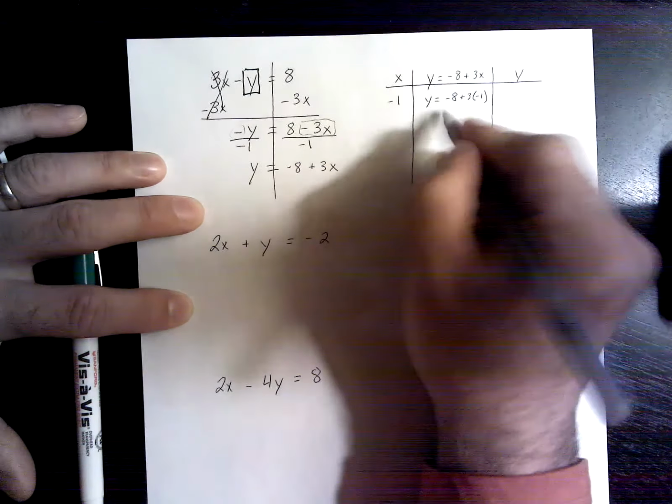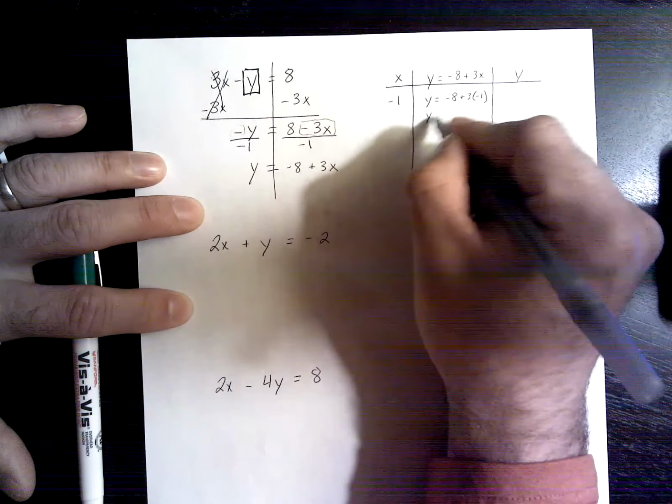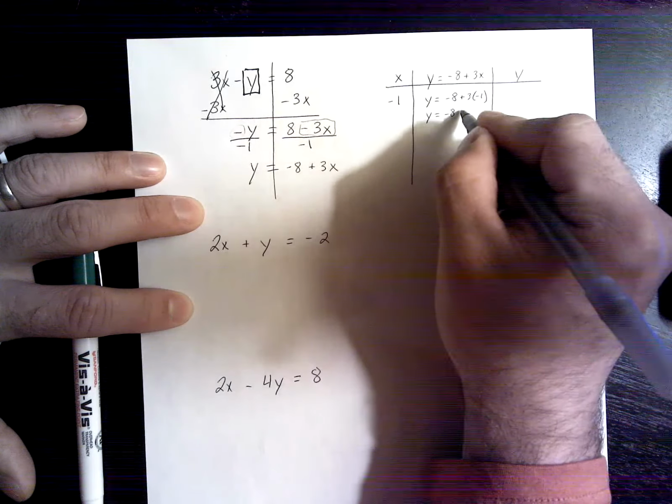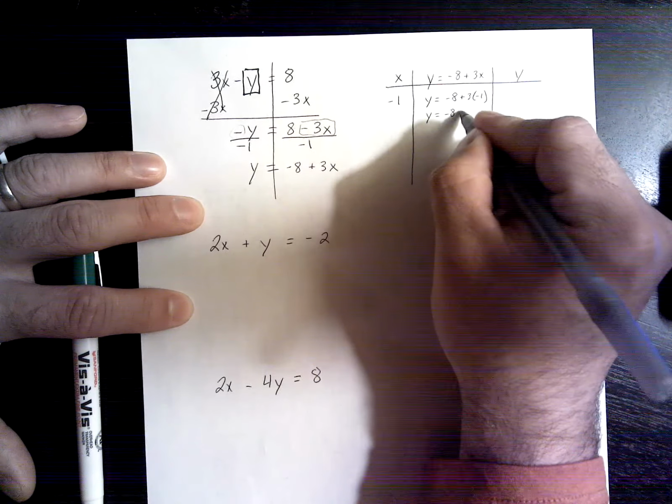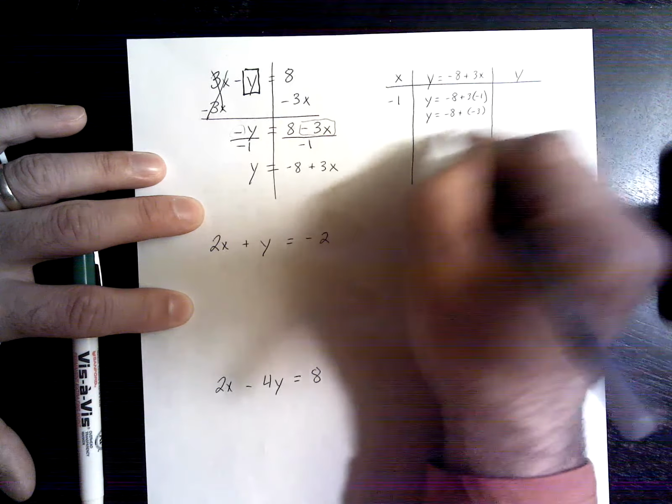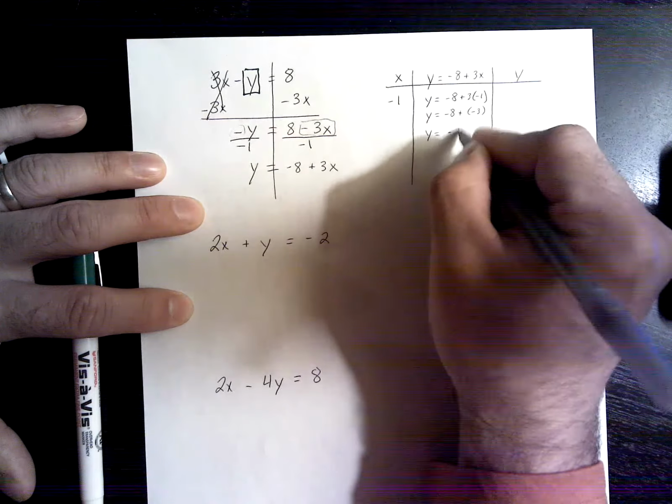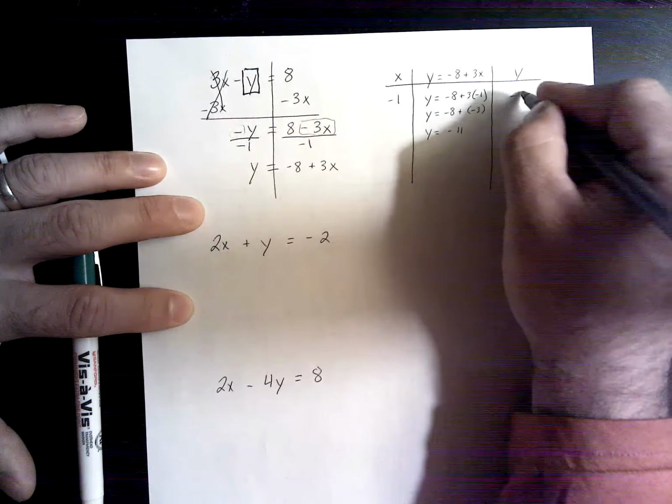Now I'm just going to work the problem right in the table here. So we would say that y is equal to negative 8. And then 3 times negative 1 is negative 3. So this is like negative 8 plus negative 3. So y would equal negative 11. So the y value would be negative 11.